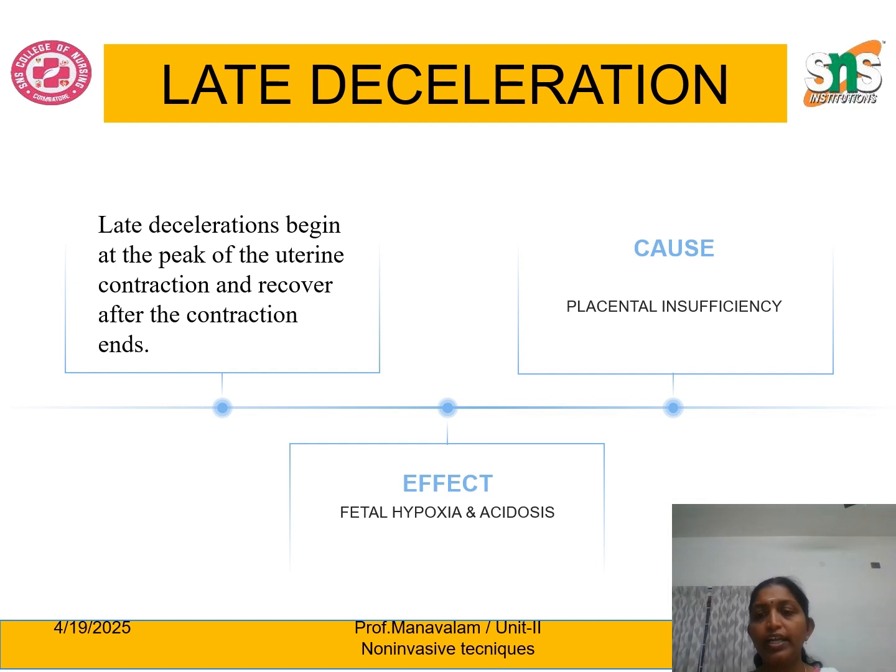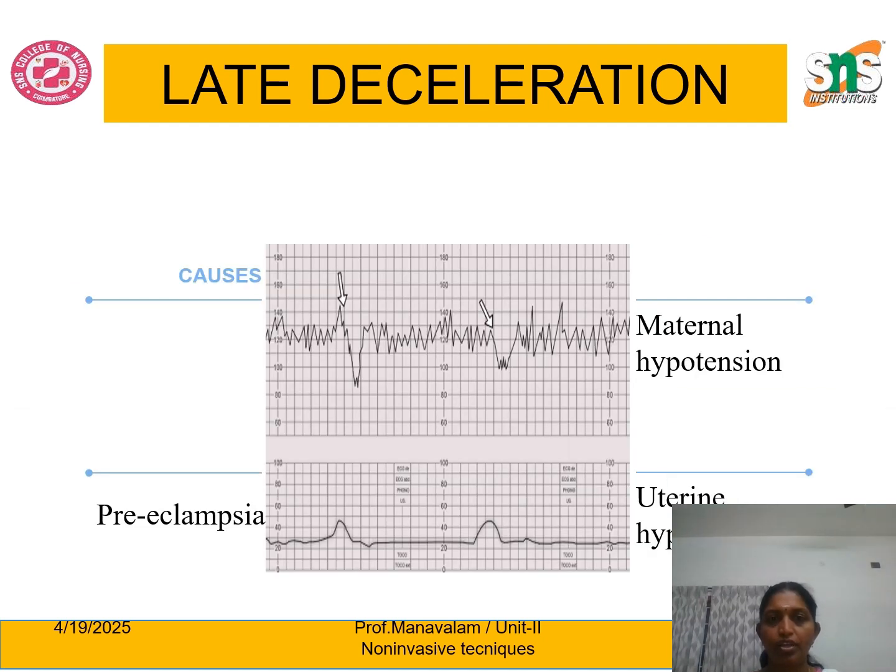Next, let's move on to late deceleration. Late deceleration begins at the peak of the uterine contraction and recovers after the contraction ends. The main reason for this is placental insufficiency. Because of placental insufficiency, the fetus has hypoxia and ends up with fetal hypoxia and acidosis. Maternal factors also play a major role in late deceleration.